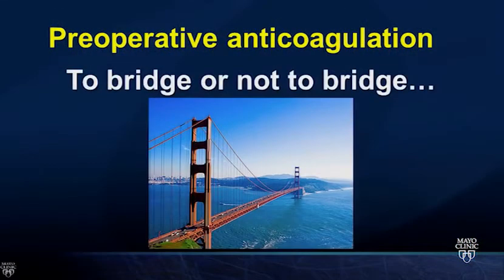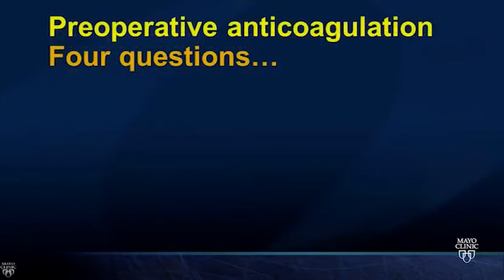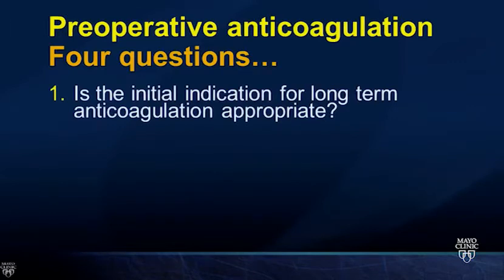To bridge or not to bridge, that is one of the final questions that we're going to be talking about here. This can be a complex topic. I'm going to try to break it down. When you are faced with a question of bridging, you want to ask yourself 4 questions. First of all, is the initial indication for long-term anticoagulation appropriate? In other words, does the patient need to be on the anticoagulation in the first place? If the answer to that is no, then you stop the anticoagulation. It's easy. Always helpful to ask that question.